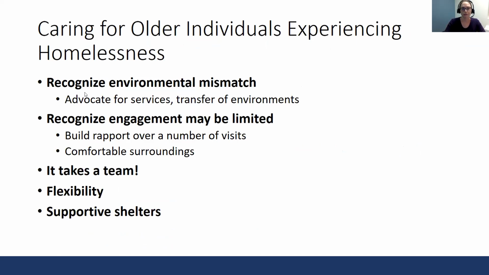Again, looking for that environmental mismatch. If someone comes across your care and you identify that there's a geriatric syndrome or something that the shelter cannot provide, advocating for services or a transfer of environment. Recognizing that engagement of some patients may be limited, especially in those who have been within the shelter system for a longer time. There's a lot of mistrust for very good reasons, and there might be the need to build rapport over a number of visits.